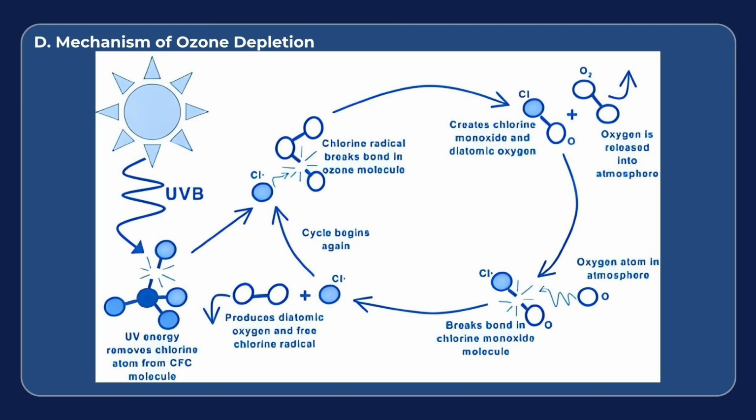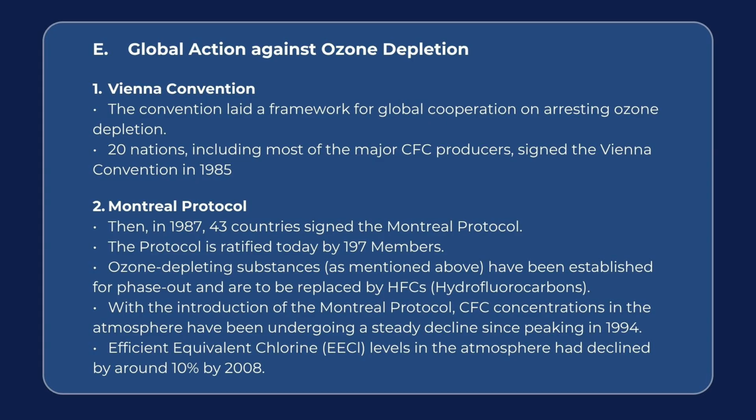Next is the global action against ozone depletion. The first global action is the Vienna Convention. The convention laid a framework for global cooperation on arresting ozone depletion. The Vienna Convention served as the global foundation for atmospheric protection. Before specific laws could be passed, the international community needed a formal agreement to cooperate on scientific research and data sharing.